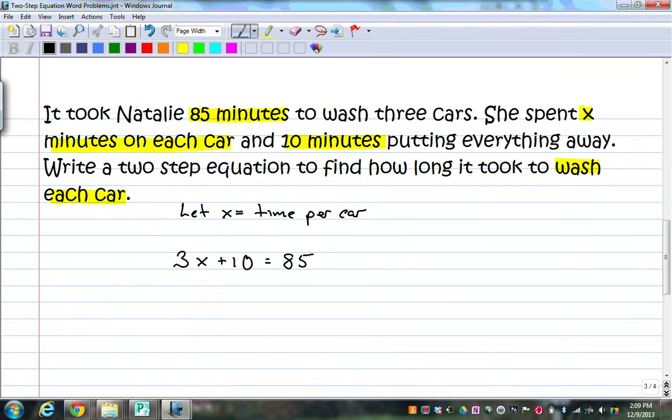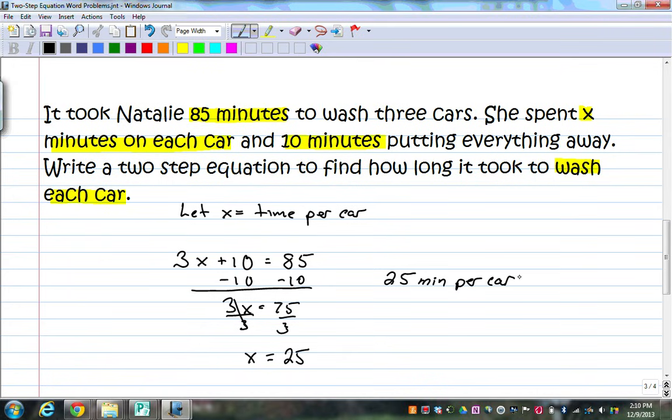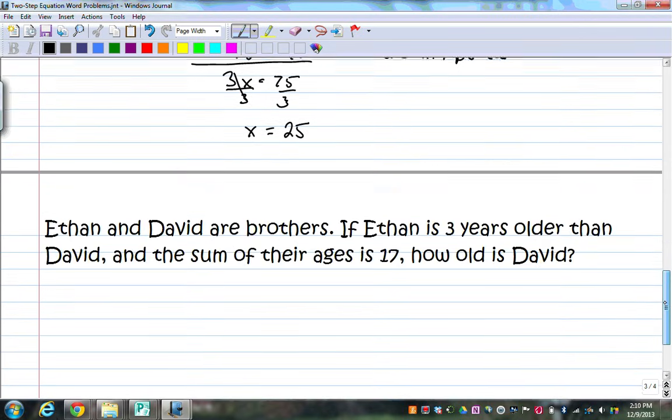Now we could solve for x. Subtract 10 from both sides, and you get 3x is equal to 75. And then we could divide by 3 on both sides. x is equal to 25. Now, the answer would be 25 minutes per car. When you look at that, ask yourself, does it make sense? And yes, it does, because 25 minutes per car, she had 3 of them, 10 minutes to put things away, it would work out.